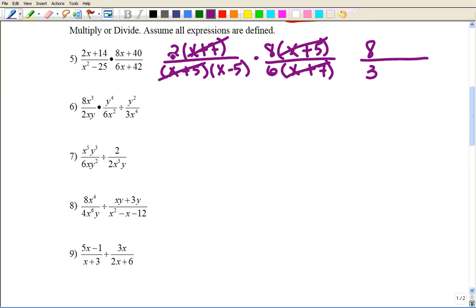You could also say 2 over 6, the 2 will go away and this 6 will become 3. So you'd have 8 over 3. That's another way of looking at it. And then we'd have 8 over 3 and the x minus 5. And this said that we didn't have to worry about where it was undefined, so we don't have to look at that part. But we'll just have that 8 on the top.